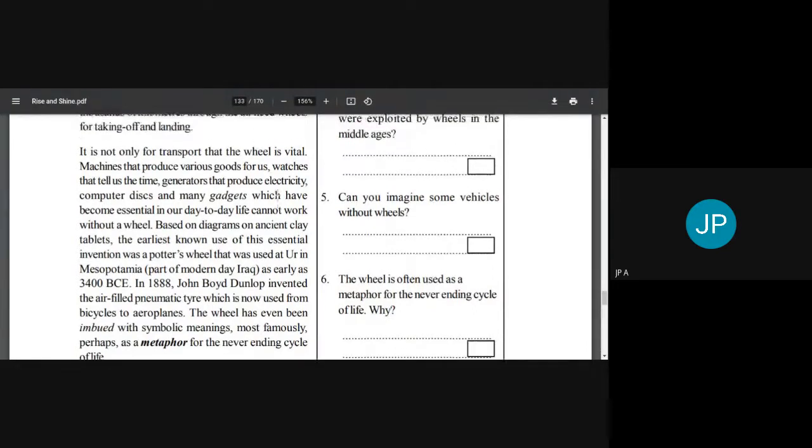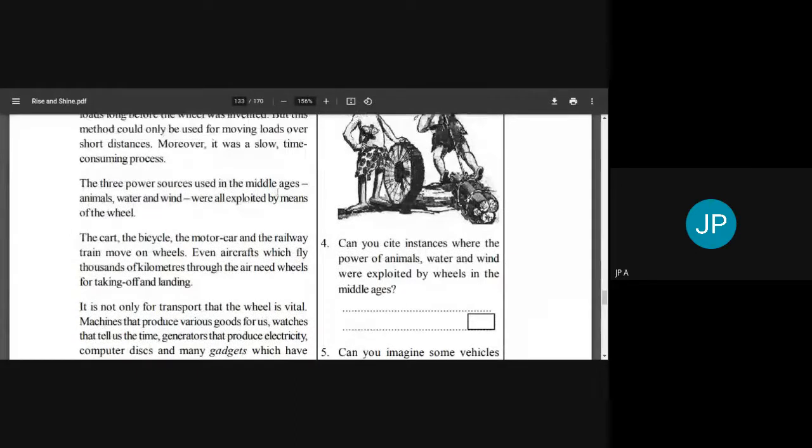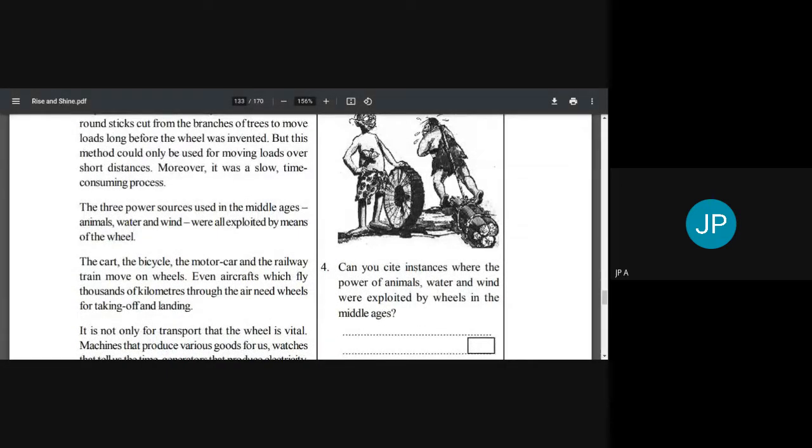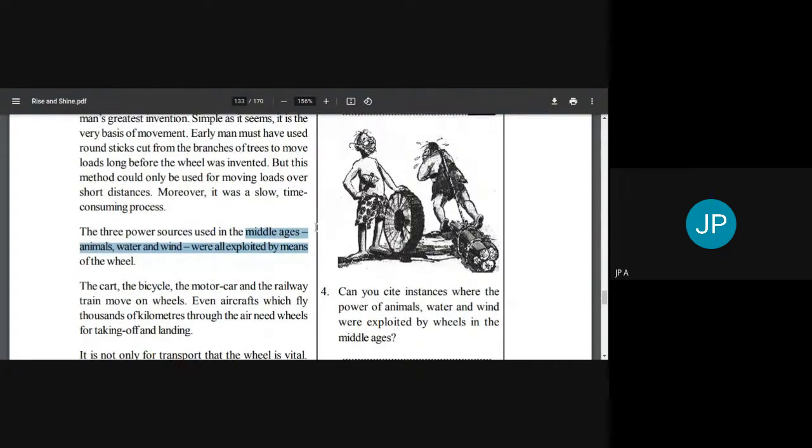So here you see the different uses of the wheel, and it is used in all areas. He here says in the Middle Ages. Middle Ages is before the modern age. In the Middle Ages, the animals, water and wind were all exploited by means of the wheel. Animals for ploughing the field. We used a wheel to make the animal run, and the water was made to move from one part of the field to another by means of the wheel.